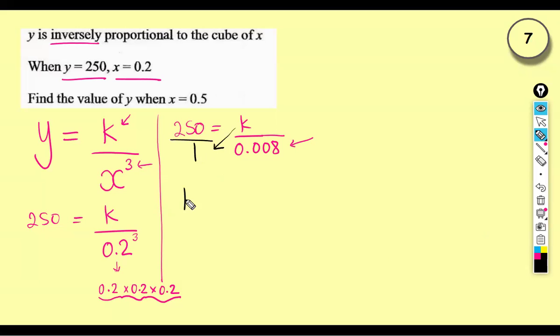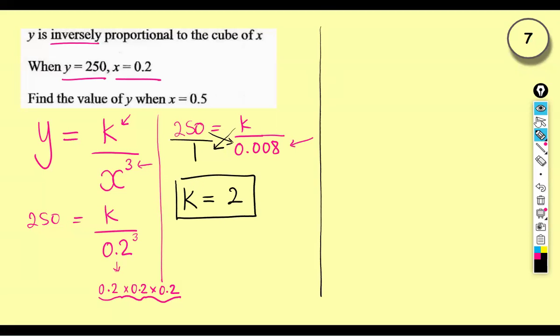k by 1 is k, and take 250 now and multiply it by that 0.008. 250 multiplied by 0.008. I'm getting k. Look at what a nice value we get for k. k just boils down to what? 2. So let's update the equation. y is equal to, how much is k now? k, we can replace it with 2. And the rest of the formula is x cubed. Right. Find the value of y when x is 0.5.